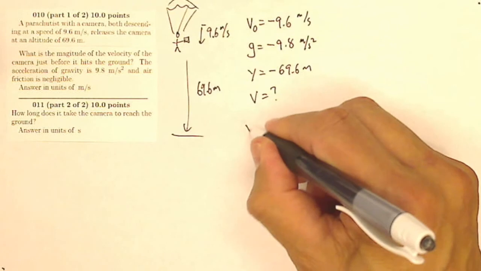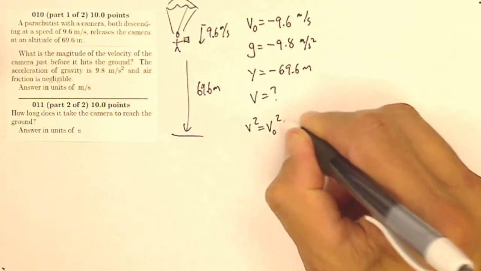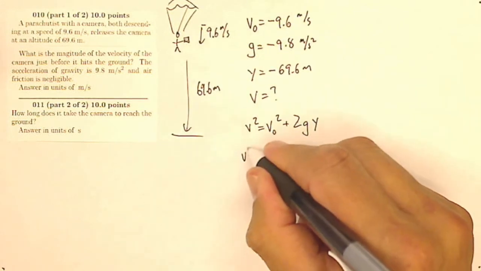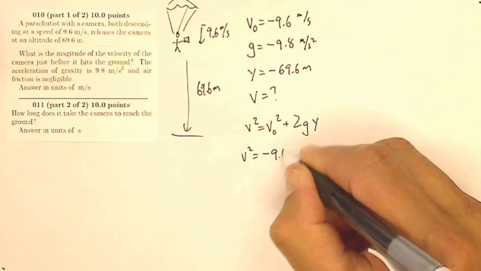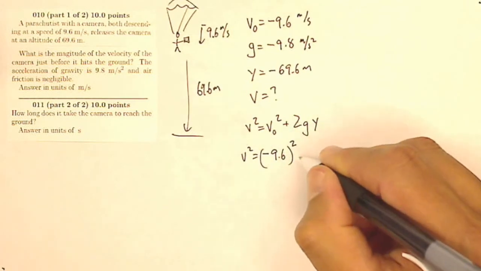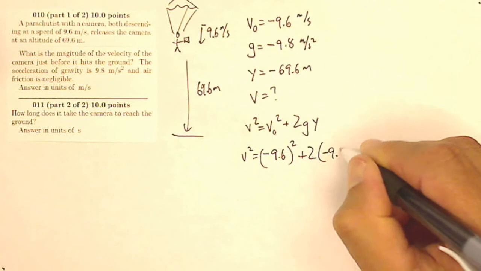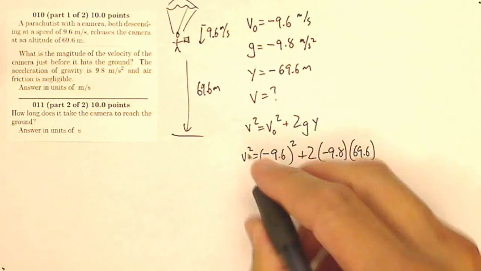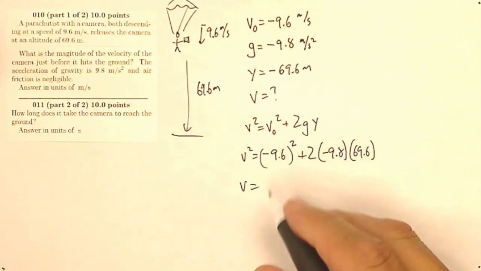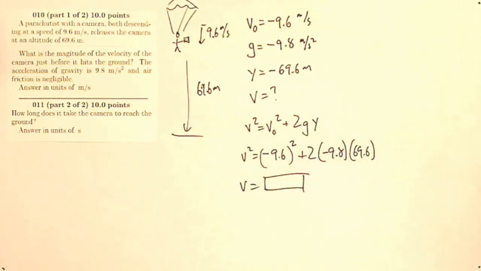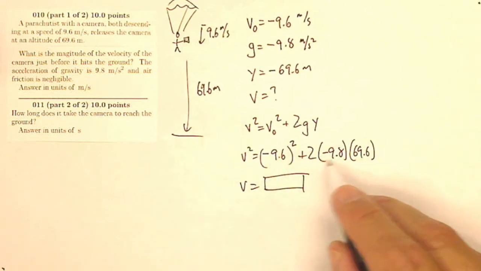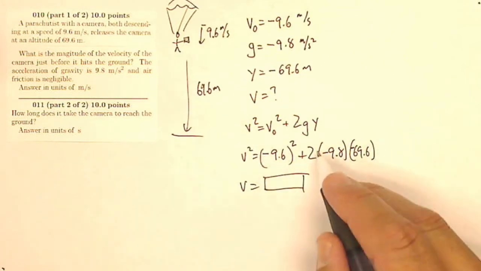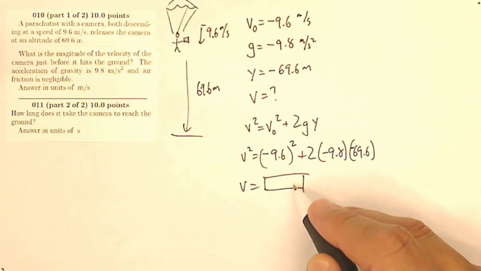The equation I have is that my final velocity squared is my initial velocity squared plus twice my acceleration times my displacement. So my final velocity squared is going to be my initial velocity of negative 9.6 squared plus twice my negative 9.8 times my displacement of negative 69.6. Now, that's just math. So you will get a final velocity when you do this, and you square root it right there. That negative is going to make that positive, so I'm going to wind up with a positive number when I square root it. So that'll give me my velocity.